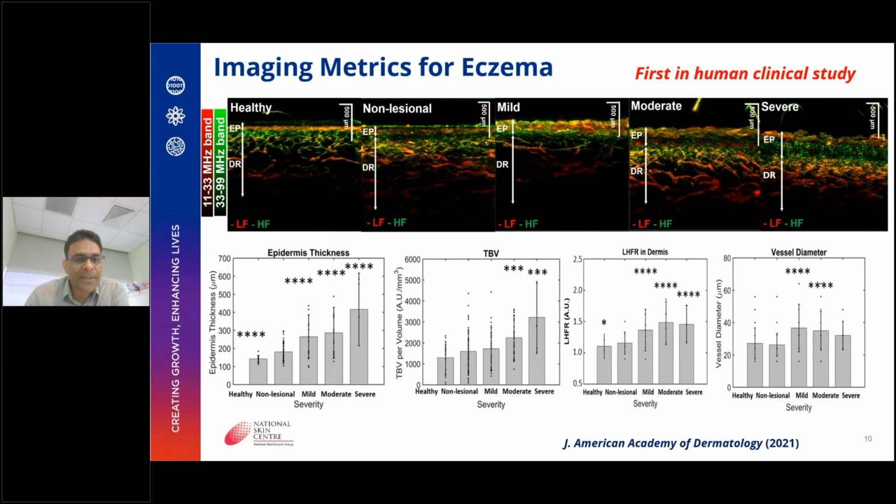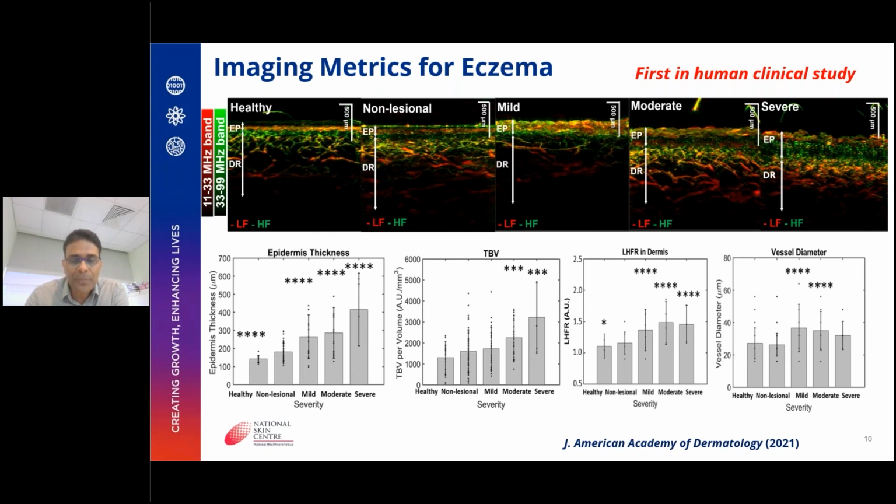If you look at epidermis thickness, it shows a linear increase from mild to moderate to severe. You can quantitatively track it. Similarly, total blood volume, which indicates the total vascular network in the dermis region, also shows an increase going from healthy to moderate to severe eczema. LHFR, the ratio of low and high frequency signals, again shows an increasing trend between healthy regions versus mild and moderate eczema conditions. Vessel diameter also shows an increasing trend between healthy and mild and moderate cases. It shows a high degree of inflammation in eczema conditions.